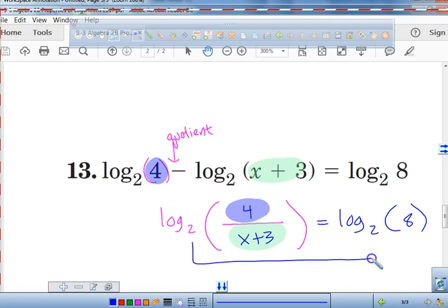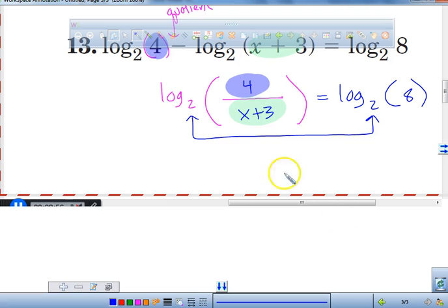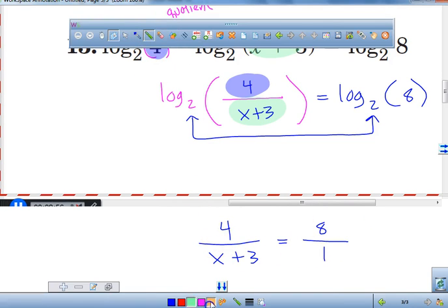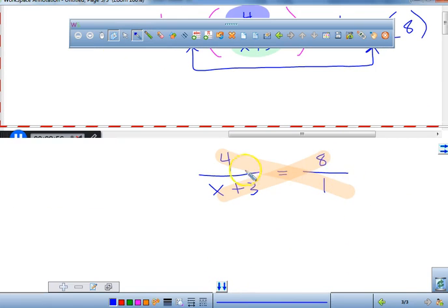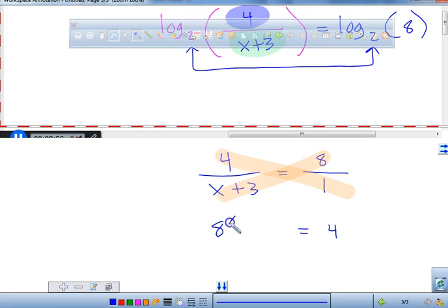Now, once again, what do you notice about these bases? They're exactly the same. Which means, if these bases are the same, you can be confident that 4 divided by x plus 3 is going to equal 8 over the number. Why did I set it up this way? Right, so you could do your proportion, cross multiply. It's a little bit easier. We have a 4 times 1, which is just the number 4. And then we have 8 times the sum of x and 3.